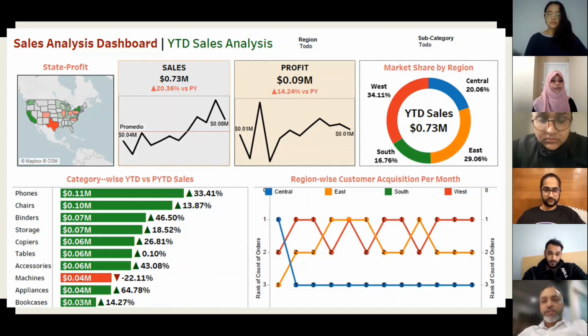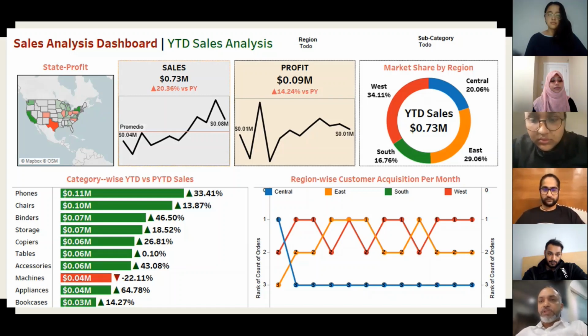So in this Salesforce dashboard, we have created a year-to-date sales analysis, and you could see that the dashboard we have presented shows state-wise profit, sales KPI, profit KPI, market share by region, category-wise year-to-date comparison versus previous year's sales, and region-wise customer acquisition for every month.